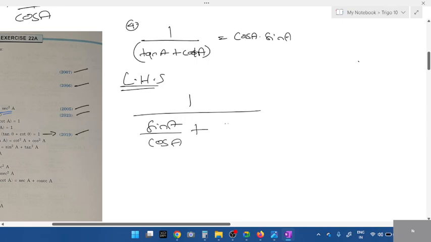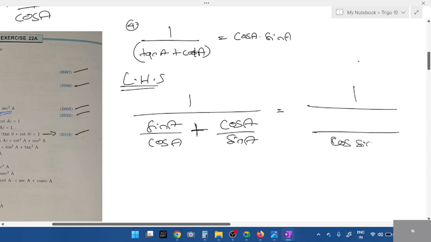Very good. Plus. What is cot A? Sin A. Whenever there is plus and denominator, is it possible to add directly or do we need to take LCM? What's the LCM? Both are different. Can I write it as cos A into sin A?